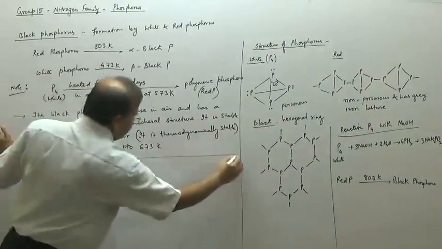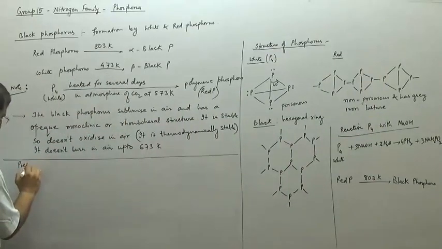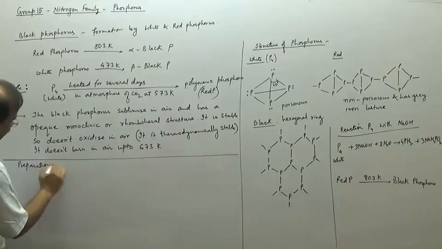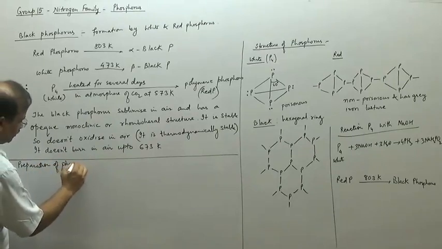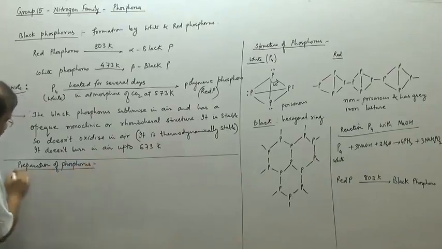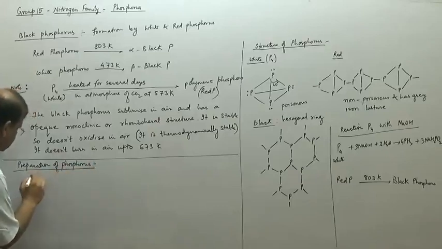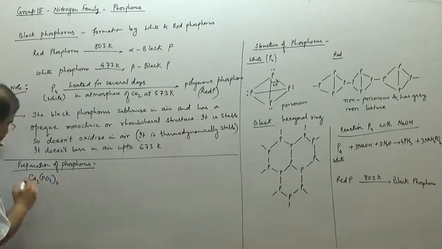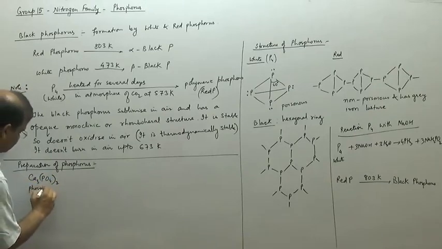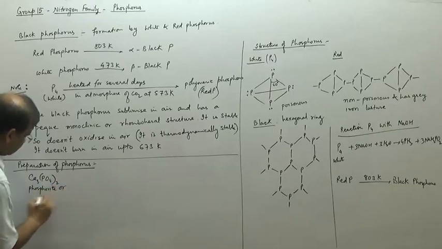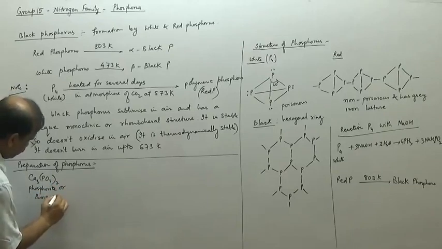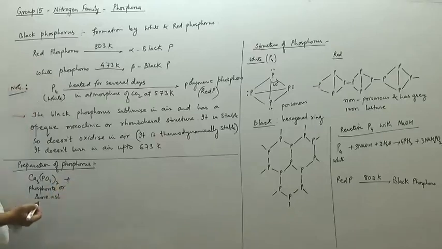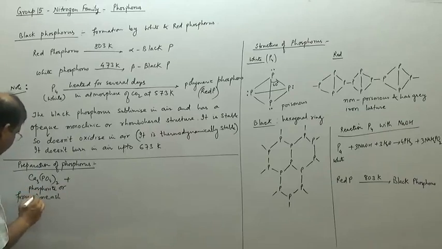Now we can write the preparation of phosphorus. The preparation is from phosphorite mineral, that is Ca3(PO4)2. That is a phosphorite mineral. Or from bone ash; directly it is collected from bone ash.